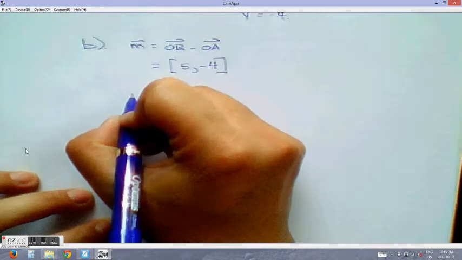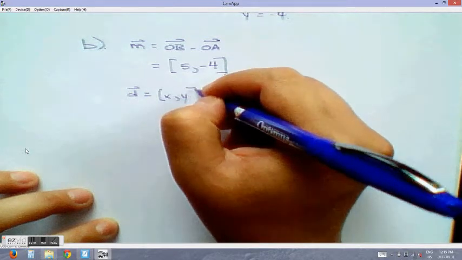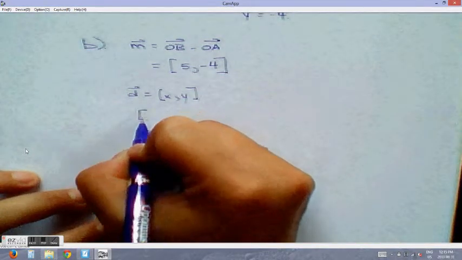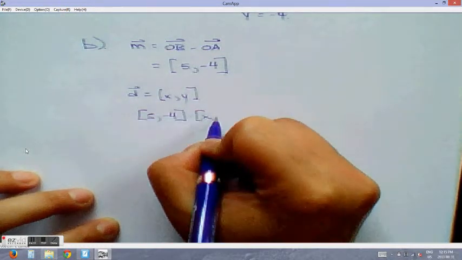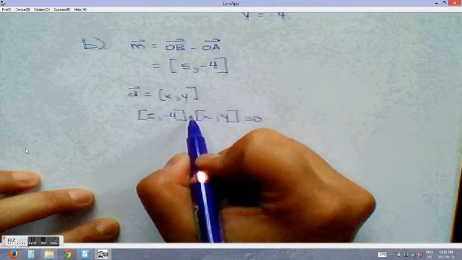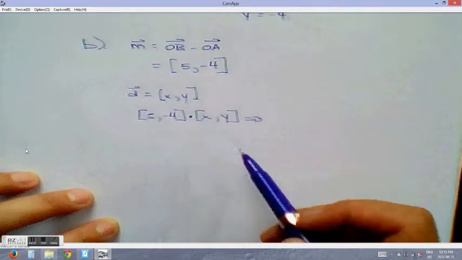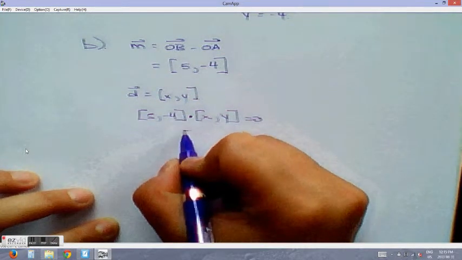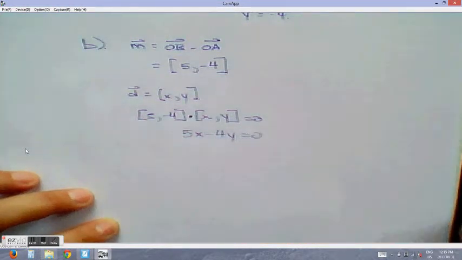I want to find some generic vector we'll call D, that is x and y, that is perpendicular to M. So I'm just going to say 5 and negative 4, times x and y. Remember that the dot product, when they're perpendicular, is equal to 0. So that's what I'm doing here, I'm using the dot product property. So here we will then get 5x minus 4y is equal to 0.